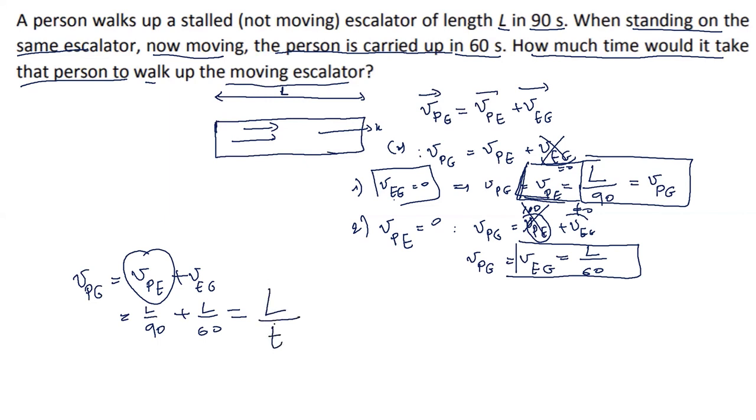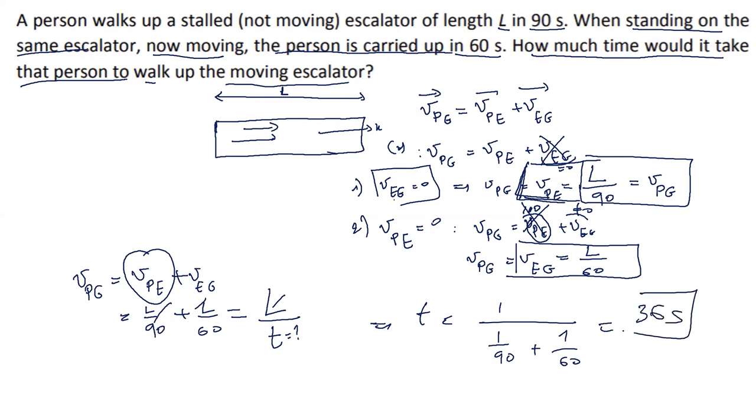The new time, of course, will be shorter than the time of the escalator alone or of the man alone. So this is the time that I want here. So L will simplify, and then I will just get T is 1 divided by (1 divided by 90 plus 1 divided by 60). This will give you 36 seconds.